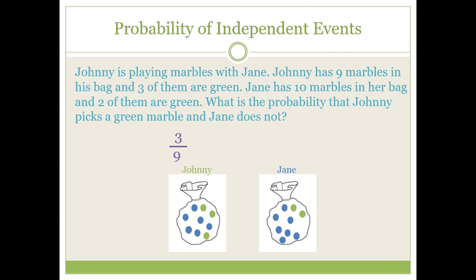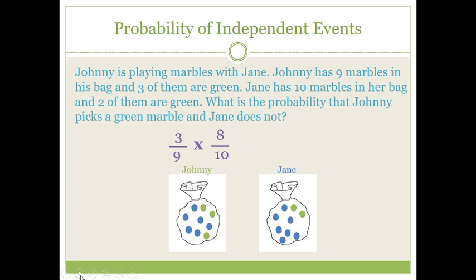Well, how many blue marbles are in Jane's bag? Let's count them. 1, 2, 3, 4, 5, 6, 7. So there are 7 blue marbles in Jane's bag, still out of a total, in this case, of 10 marbles in her bag. Right? Jane has 10 marbles in her bag. So that means that 8 of them are blue and 2 of them are green. So the chances of drawing a blue marble, or not drawing a green marble, are 8 out of 10.